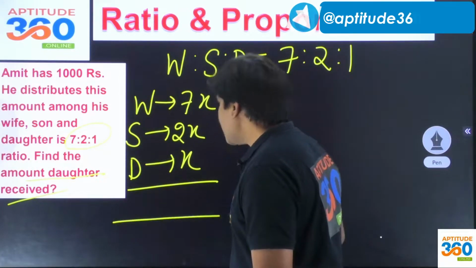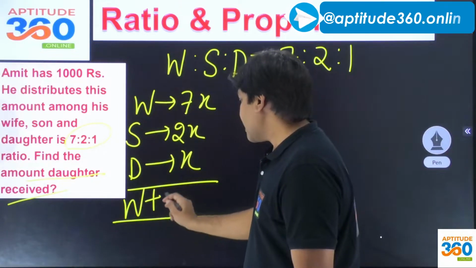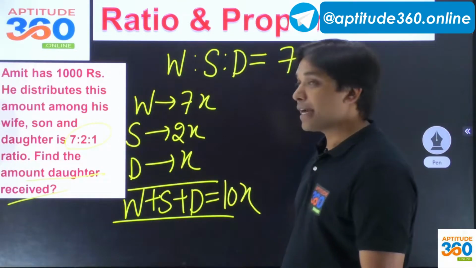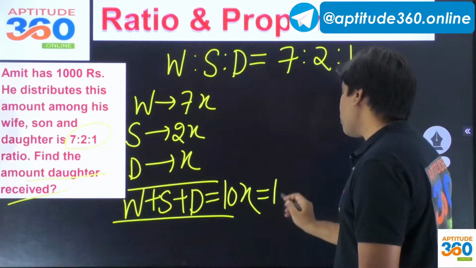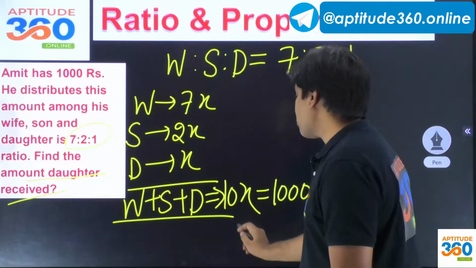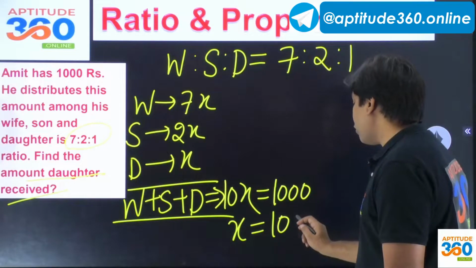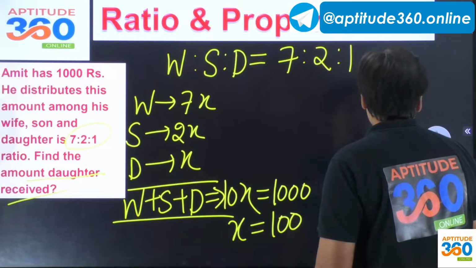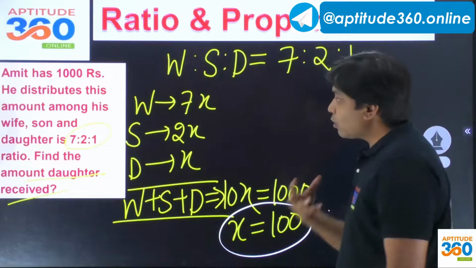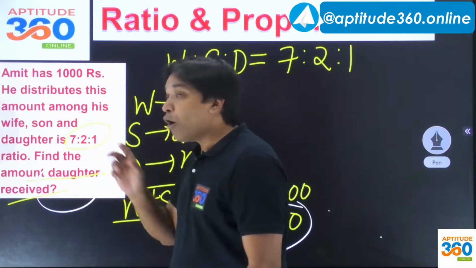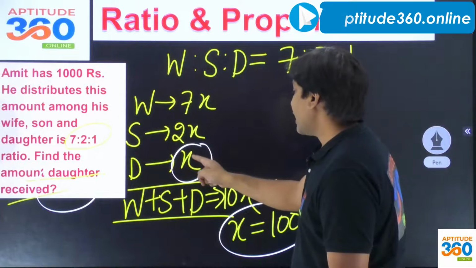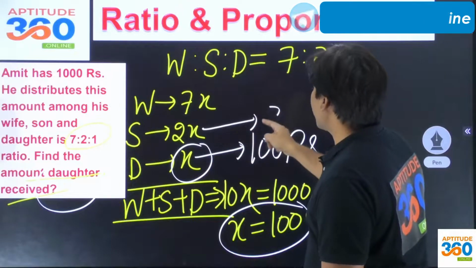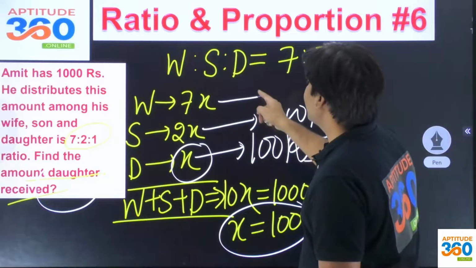If I add these values, the amount with wife, son and daughter, this will come out as 10x, 7x plus 2x plus x. Now this value is given to you as 1000, isn't it? This is given to you as 1000. So what is going to be the value of x? This is what I was telling you, that you have to find out the value of x. So x comes out as 100, and can you find out the amount with daughter? As of now, daughter has got x. So that means daughter is going to get 100 rupees, son is going to get 200 rupees, and wife is going to get 700 rupees.